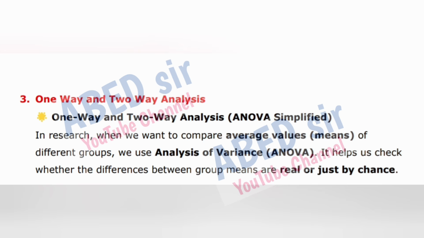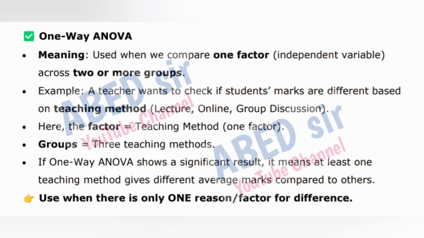One-way and two-way analysis. In research, when we want to compare average values, means, of different groups, we use analysis of variance, ANOVA. It helps us check whether the differences between group means are real or just by chance. One-way ANOVA. Meaning used when we compare one factor, independent variable, across two or more groups.